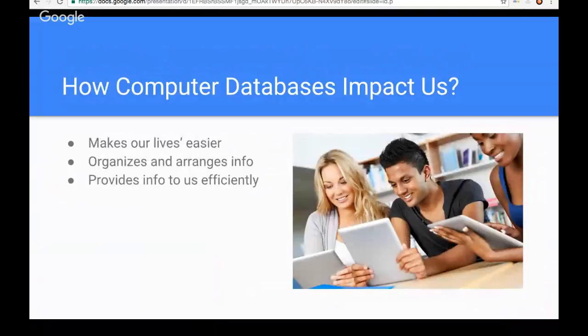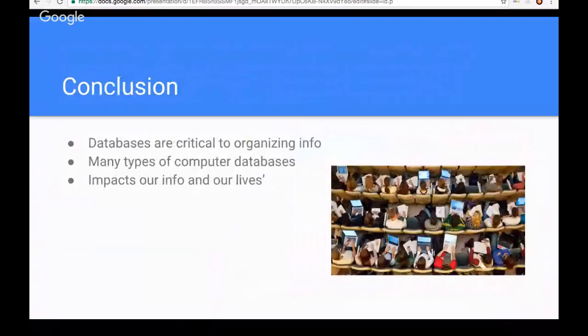So how do computer databases impact us? They definitely make our lives easier in regards to how we use our devices. They organize and arrange information to provide it to us a lot more efficiently and reliably. So in conclusion, databases are definitely critical to organizing our information. There are many types of computer databases, and computer databases definitely impact our information and our lives and make accessing our information a lot easier and a lot simpler than it used to be.